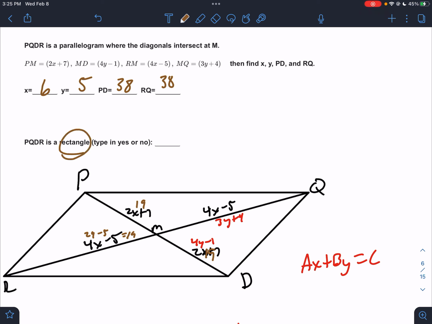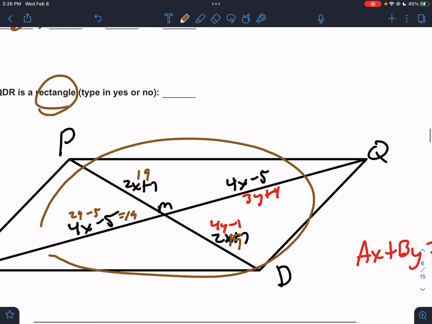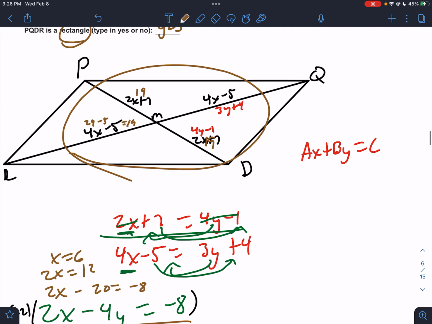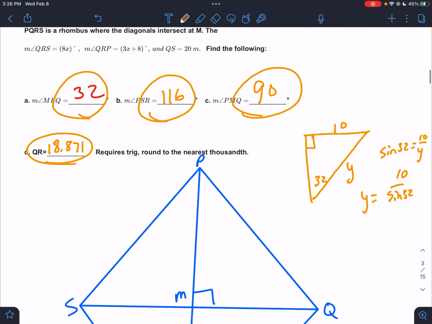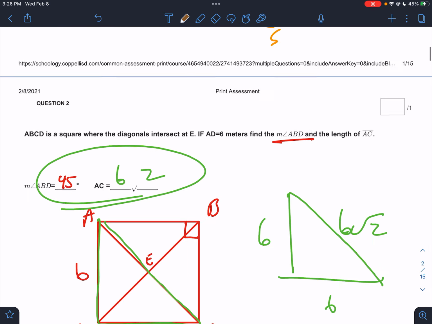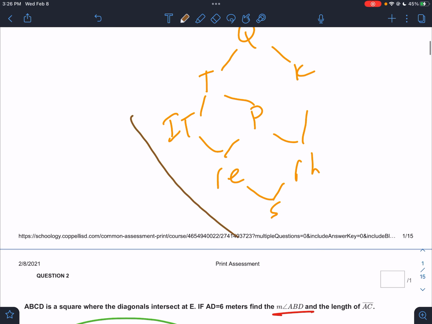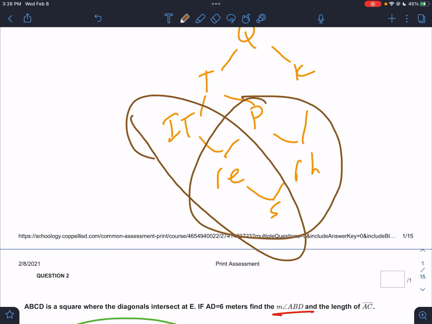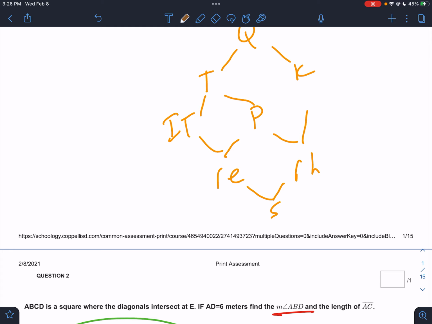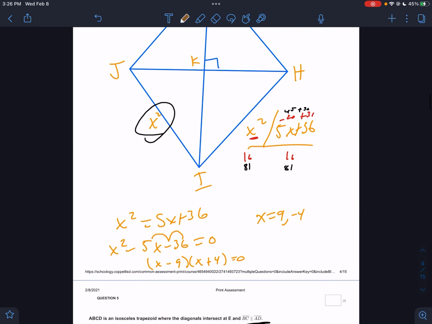Is it a rectangle? We know it's a parallelogram, they told us. But aren't these diagonals congruent? Aren't they both 38? So yes. When do you have congruent diagonals? Let's look at the tree real quick. Did we make it earlier? Where did we make that? Oh, here we go. Here are my shapes with congruent diagonals, and here are my parallelograms. So is that a rectangle? Yes, a rectangle is the first shape that has both properties.